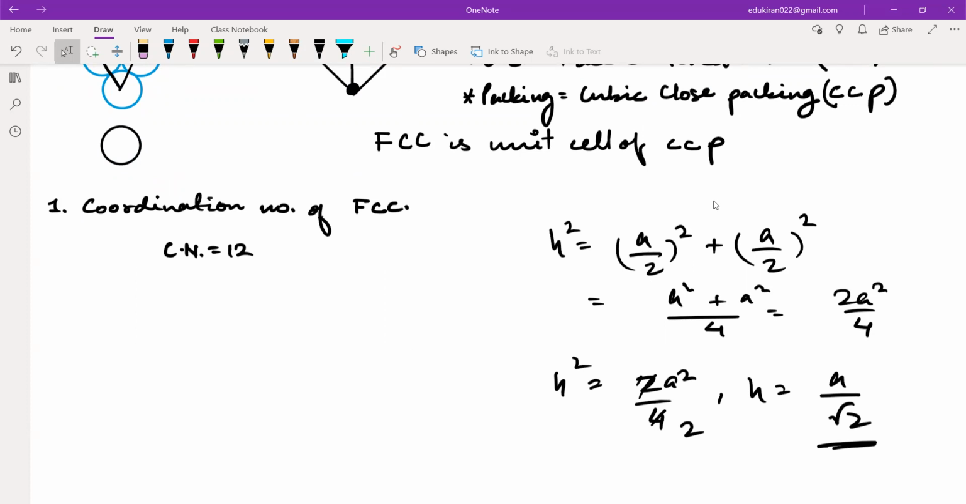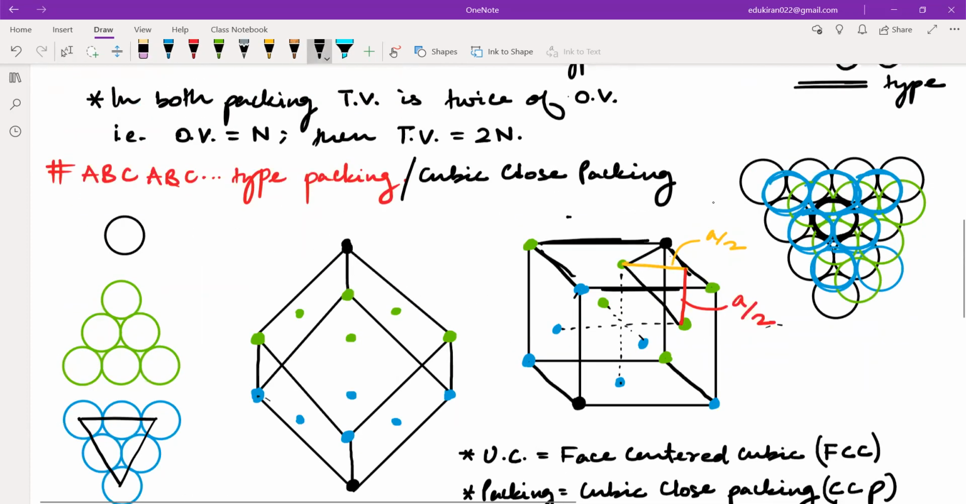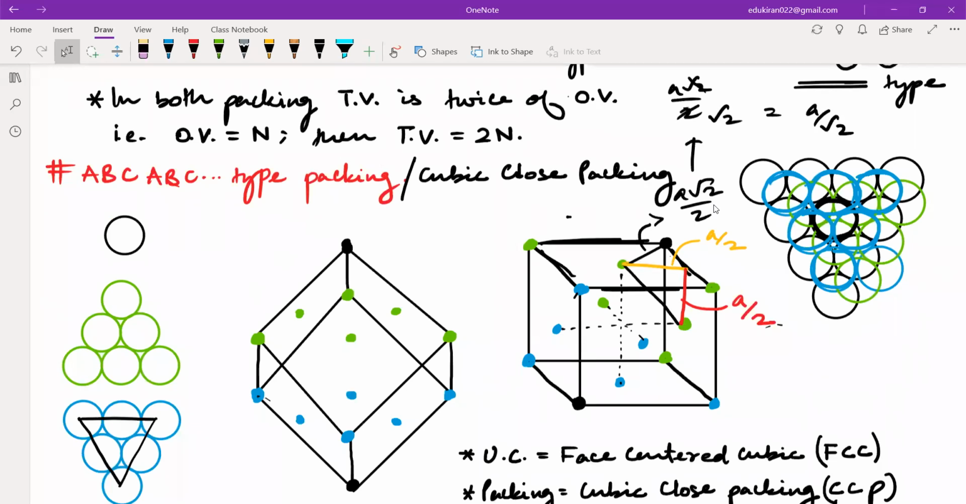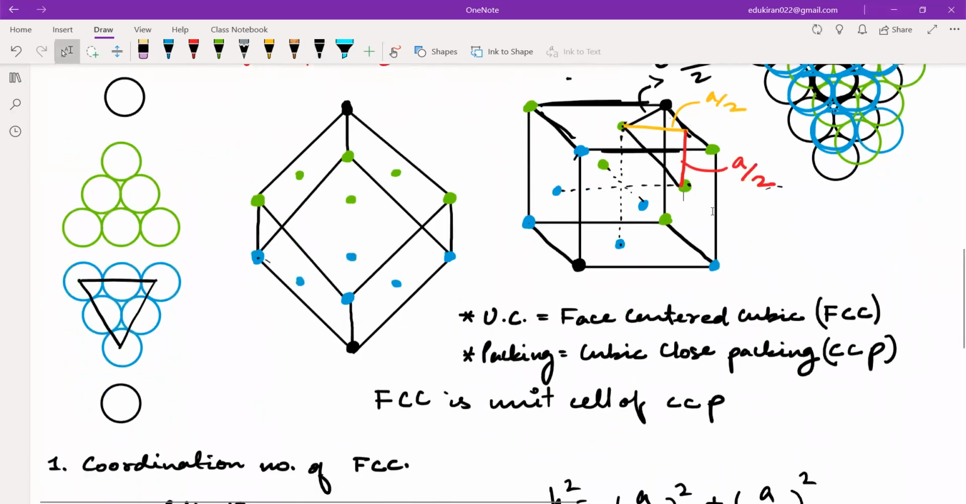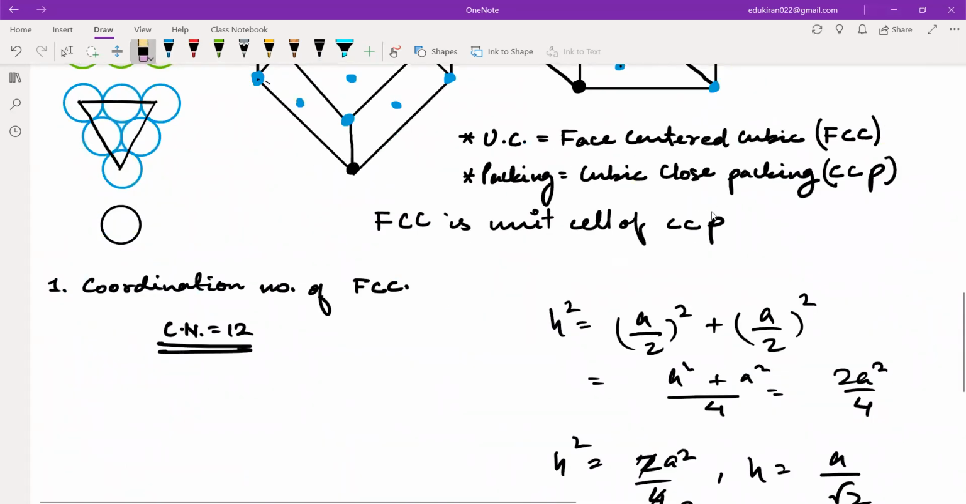Okay. And what was this distance? This black distance was a root 2 by 2. So essentially this is also how much? A root 2 by 2, which is a by root 2. Correct? So now we have proved that the distance between the face center of the ceiling and the face center of the wall is the same, and that is why they will touch each other, and hence the coordination number is 12. The coordination number is 12 only.